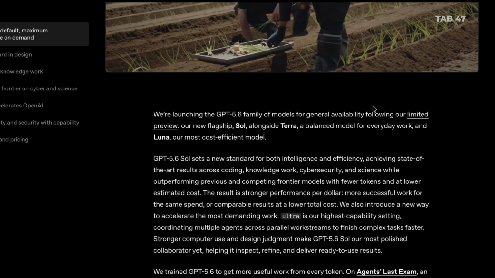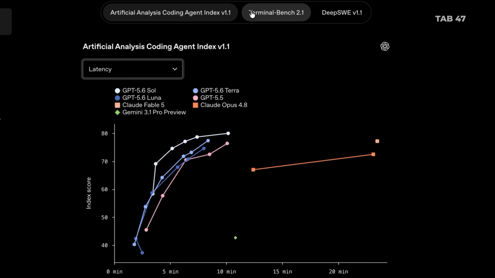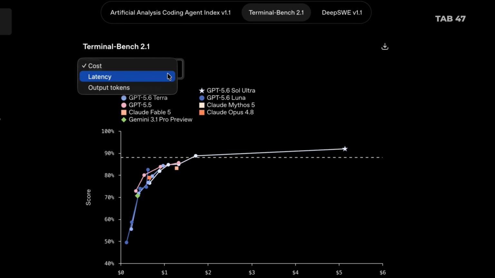OpenAI has highlighted that Sol achieves state-of-the-art results on several evaluations involving browsing, computer use, and long-horizon professional tasks, while also improving efficiency compared to previous models.